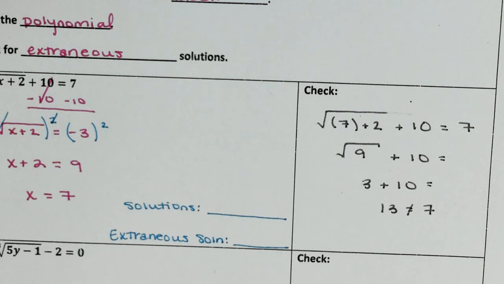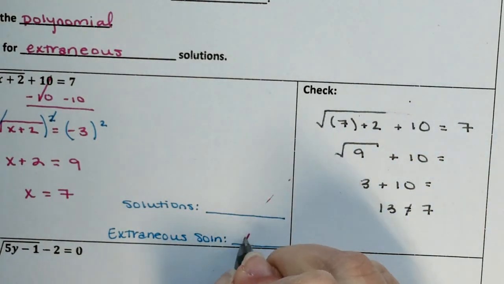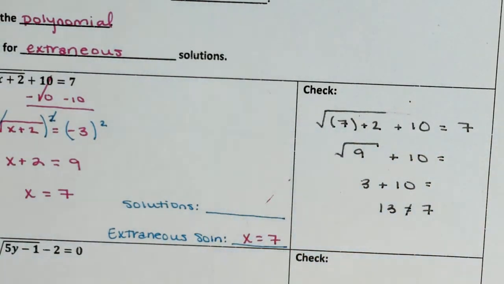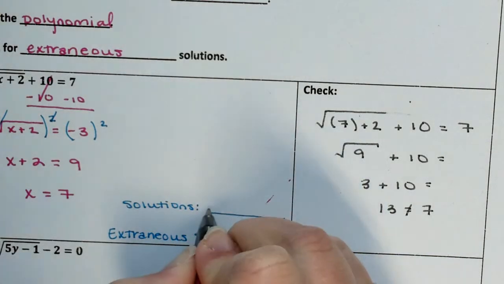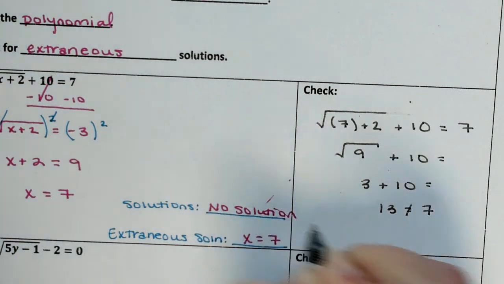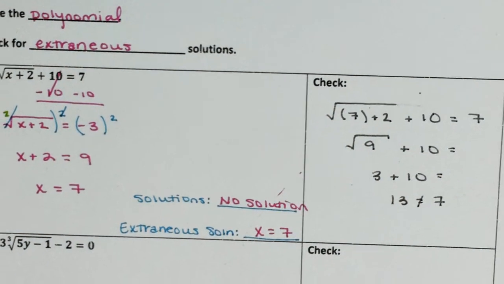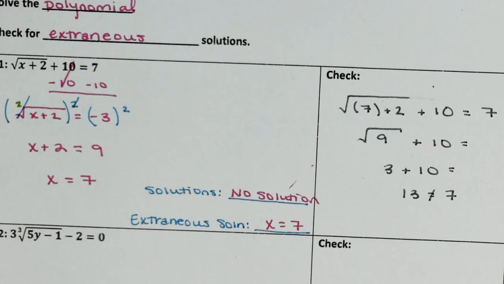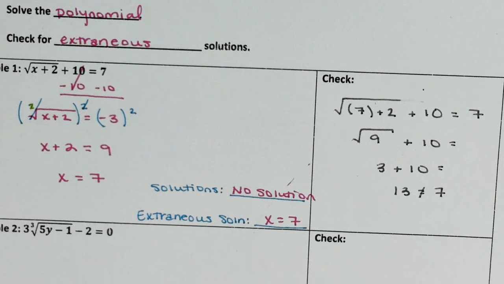So where do we write our answer over here? Is it a solution or an extraneous solution? This one's extraneous, so we're going to write x equals 7 on the extraneous solution line. And for the solution, we say there is no solution, or you can write not available there. But we have to make sure that x equals 7 is on our extraneous solution line. Are we okay with that? All right, let's try the next one.